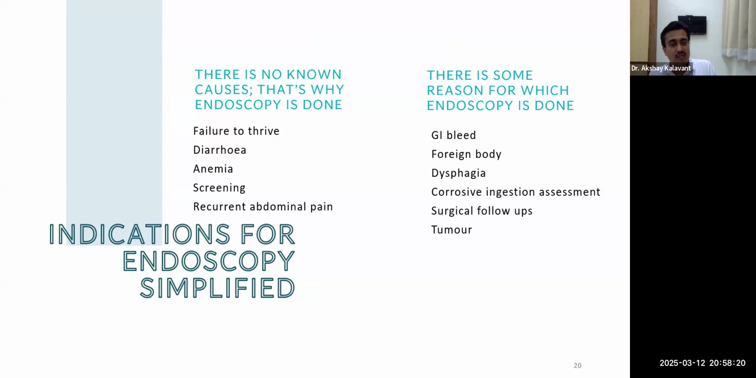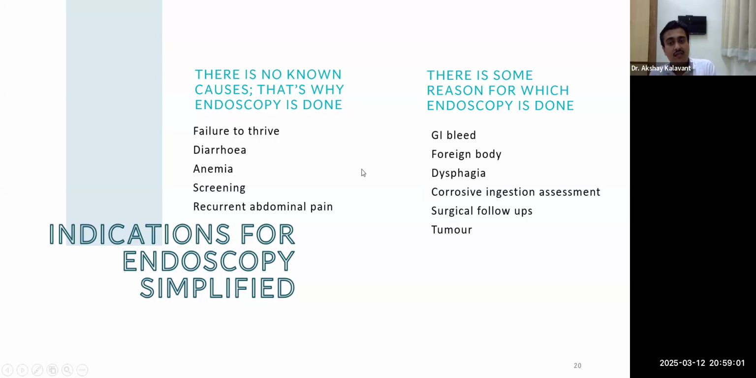If you want to know what the indications for endoscopy are, we can divide them into two things. One is we do endoscopy because we do not know what the cause is, and we are trying to identify the cause: failure to thrive, diarrhea, recurrent and chronic diarrheas, anemias, and screening for certain diseases like celiac disease. Celiac disease, I must say, is a disease of North India. I should make a divide between North India and South India, because we see very little, almost nil, celiac disease. Then recurrent abdominal pain. These are usually the domain of the pediatric gastroenterologist.